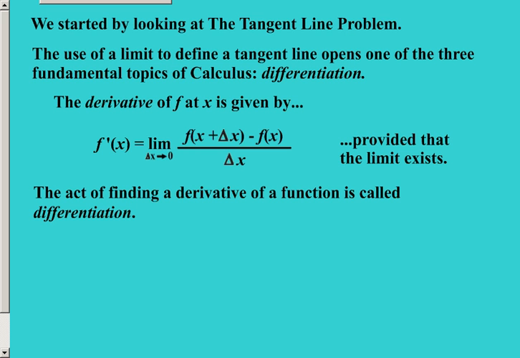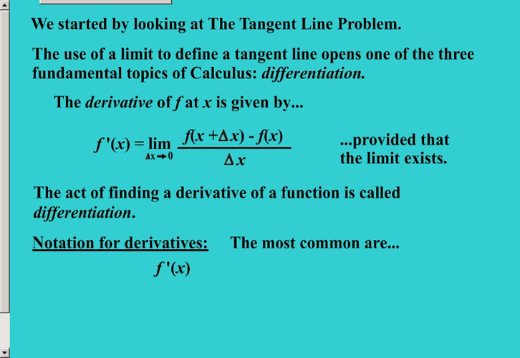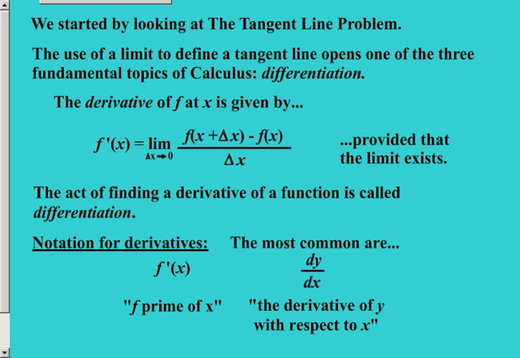So the act of finding a derivative of a function is called differentiation. And there are a couple of prototypical notations for derivatives, and those notations look like this. Here's kind of the most common. As you saw up above, we've got that little apostrophe looking guy, which we call prime in mathematics. So we have f prime of x, and that is how it is pronounced. And then we run into this one a great deal in calculus, and that is dy over dx, and it is pronounced the derivative of y with respect to x.